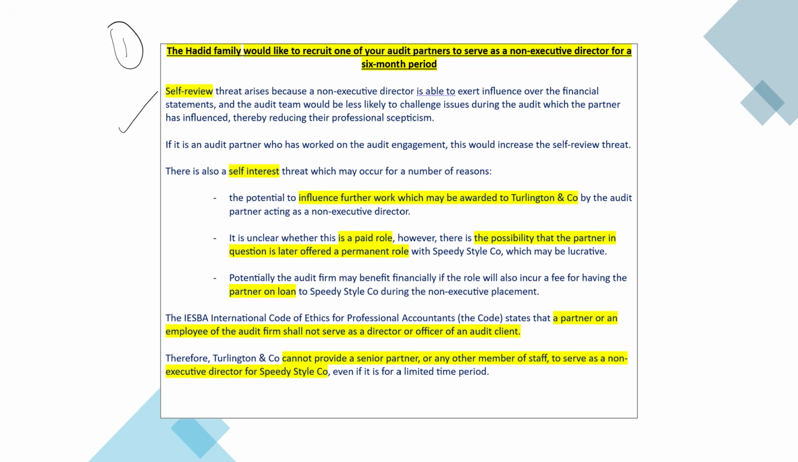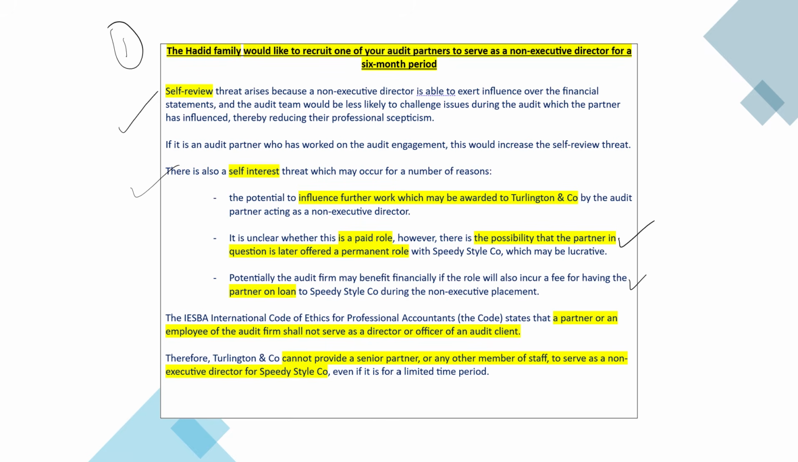I'm going to explain that there is going to be a self-review threat, because remember, the directors are responsible for financial statements, and the audit team will be then less likely to challenge the issues raised because the partner was a part of that. There could be a number of reasons for self-interest. This could affect any further assignments which are awarded to the firm. If the director is being paid for this, there's a possibility that the partner in question might later be offered a full-time or a permanent role. So there's a self-interest threat there.